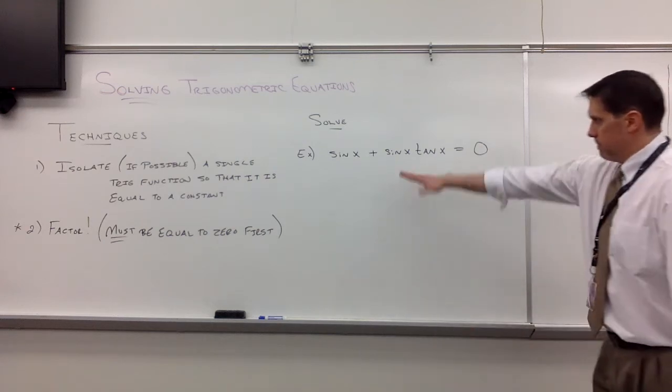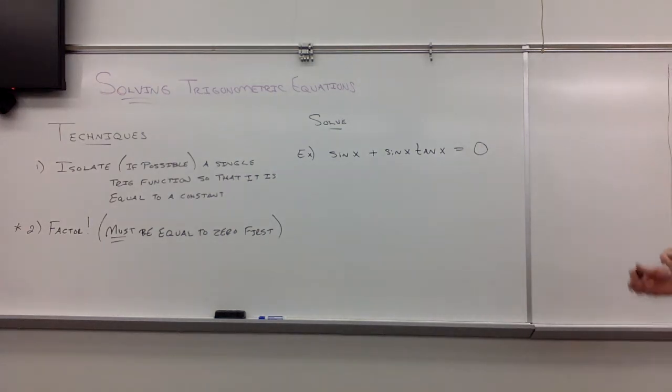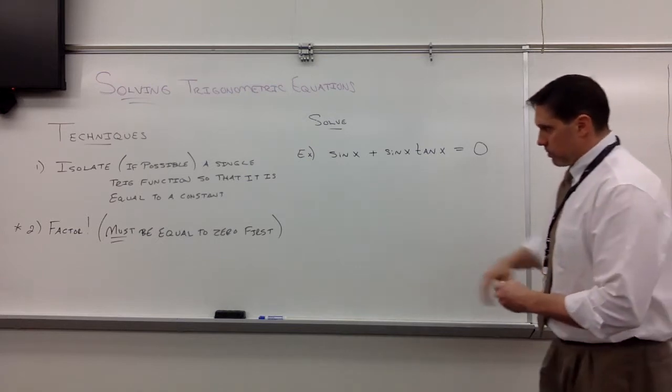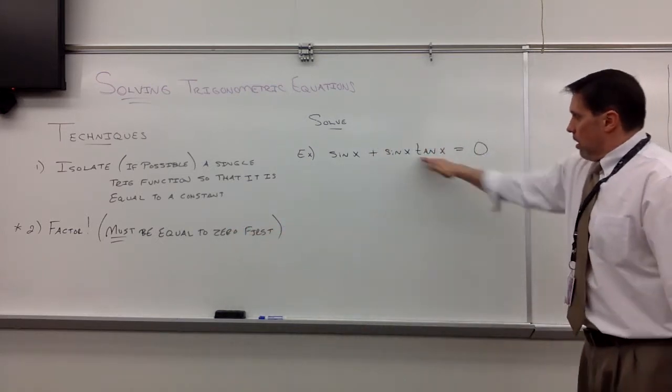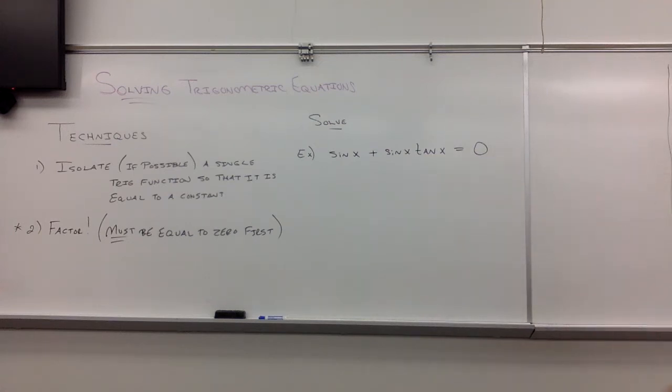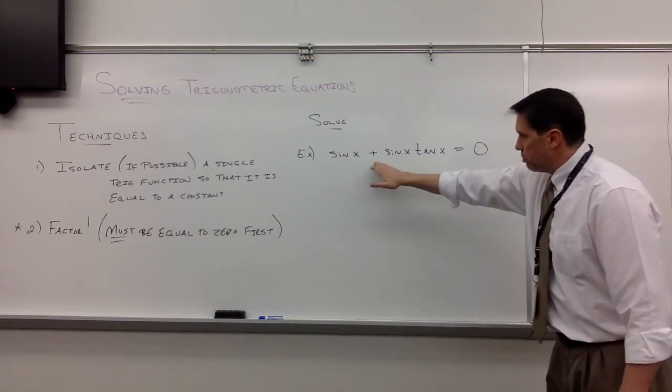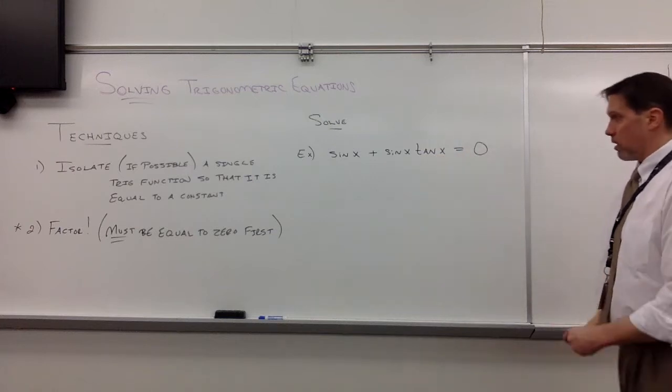All right, now we get a real deal one. We talked about techniques, and we just finished up talking about factoring. You've got a problem here that is going to involve factoring. So we have sine of x plus sine of x times tangent of x equals 0.